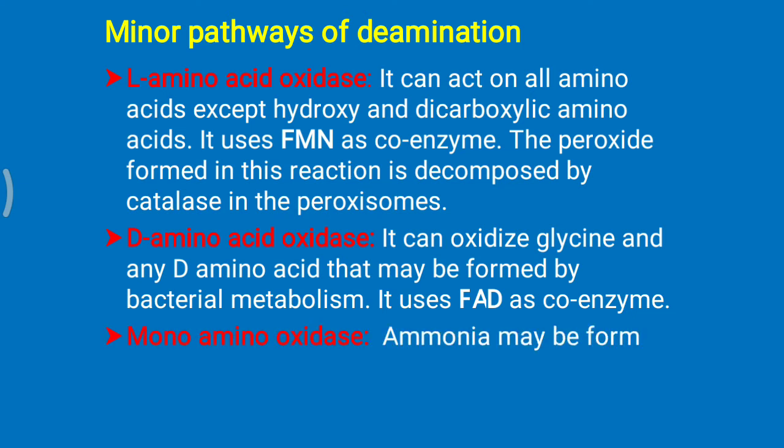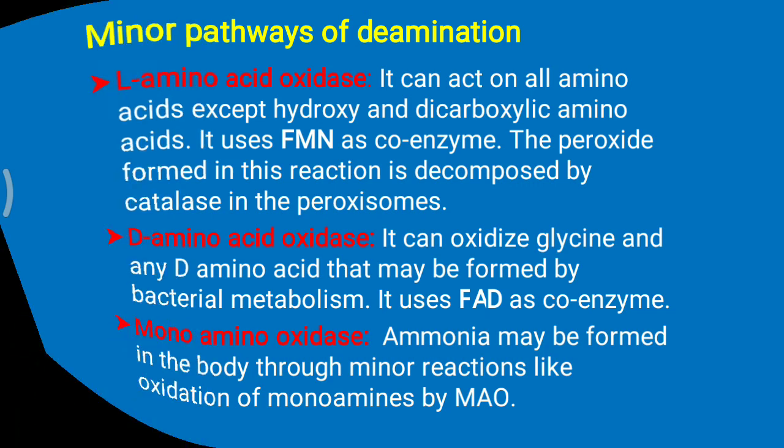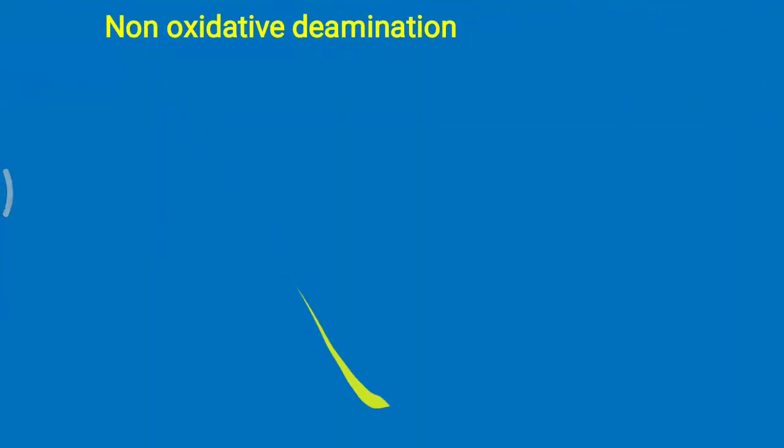Now, monoamine oxidase is another enzyme. Ammonia may be formed in the body through a minor reaction, like oxidation of monoamines by the monoamine oxidase enzyme. So these three are the minor pathways for ammonia generation.